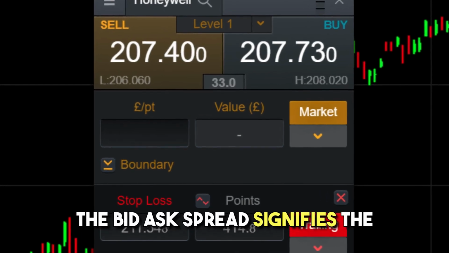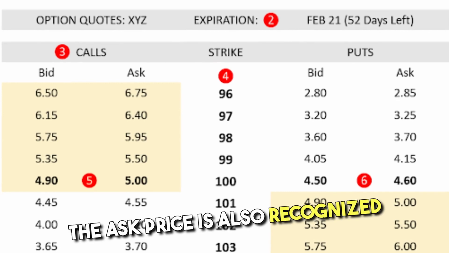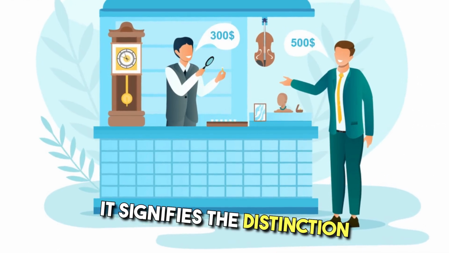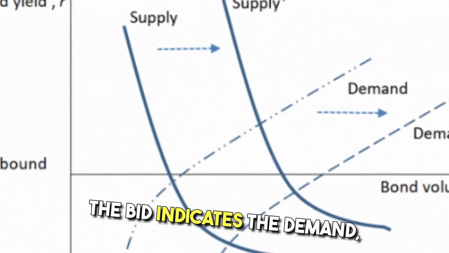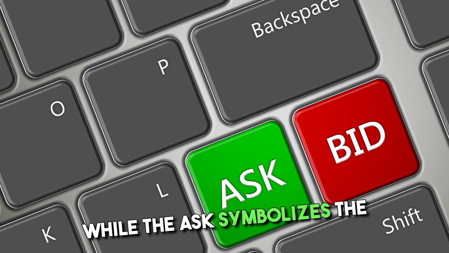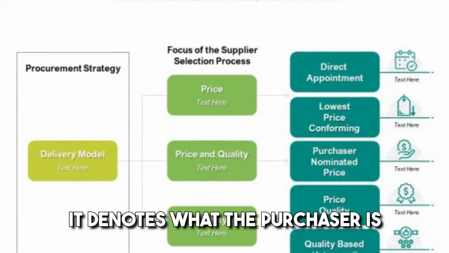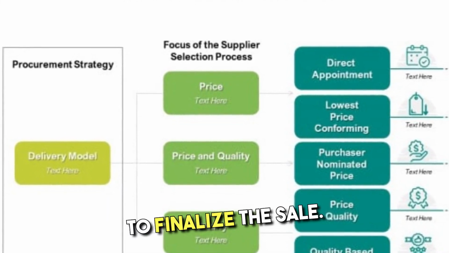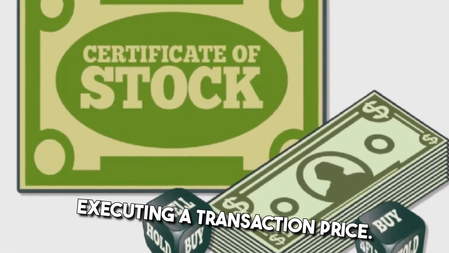The bid-ask spread signifies the variance between the bid and ask values. The ask price is also recognized as the offer price. It signifies the distinction between what the buyer and seller are pricing. The bid indicates the demand, while the ask symbolizes the supply for an asset. In simpler terms, it denotes what the purchaser is ready to pay versus what the vendor is willing to receive to finalize the sale. The spread is the expense of executing a transaction.